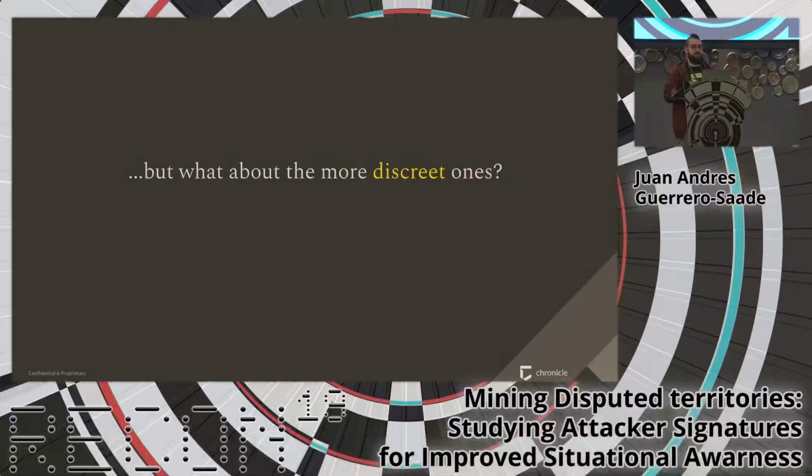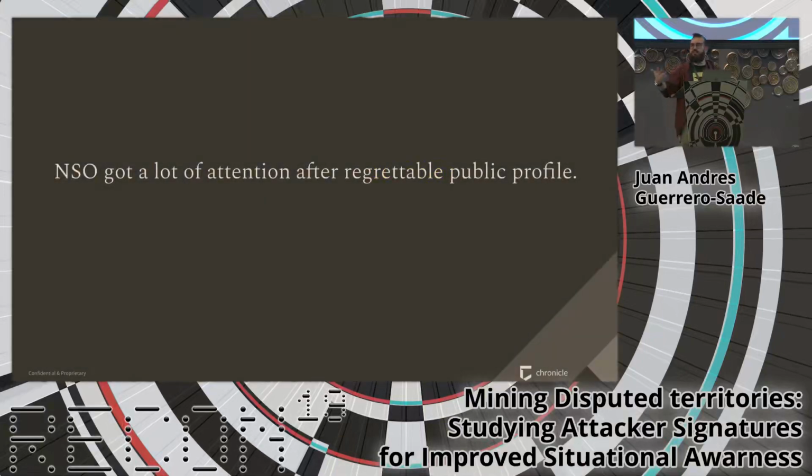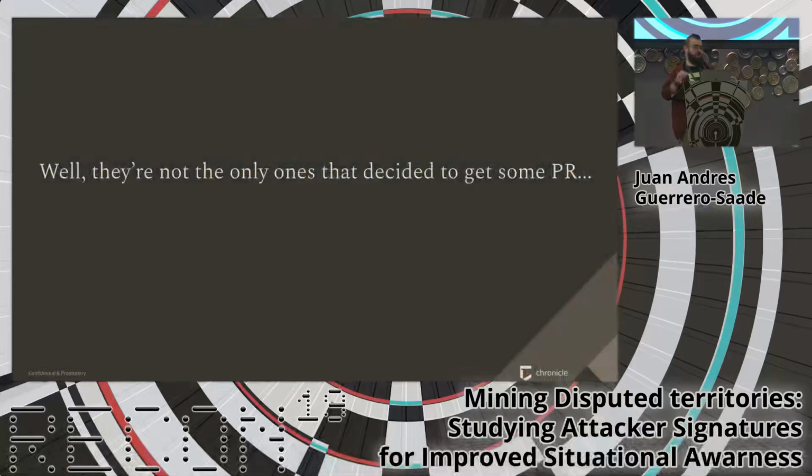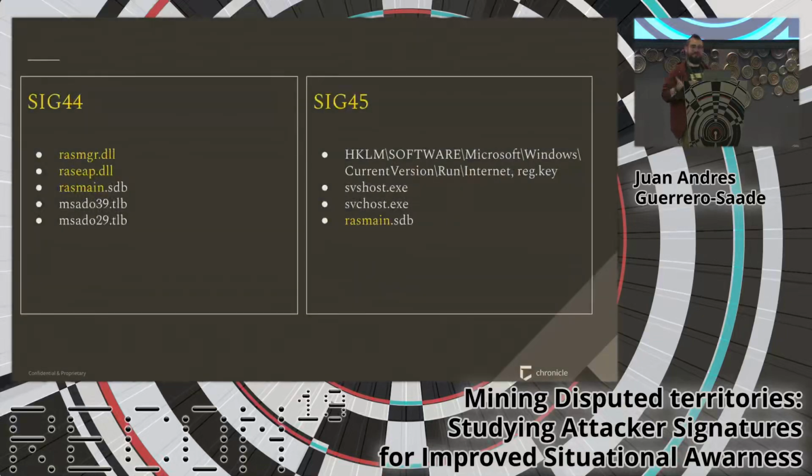But what about some of the more discreet lawful intercept vendors, right? So recently, NSO got a lot of attention because they did this regrettable public profile, right? They wrote this article saying we're amazing, and then everybody just pounced on them, which is what tends to happen. But there was also another company that decided to do a regrettable piece of PR, and I think once they saw what happened to NSO, they pulled the article back immediately. You can find a cached version out there, but the article was on Haaretz for about a day or two. So let's focus on what the NSA calls signature 44, signature 45.